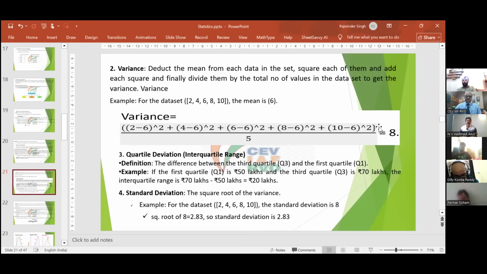Standard deviation. So standard deviation is the square root of variance. For example, in the above set, you found 8 as the variance, and if you take its square root, it will be called the square root of the variance, which is called standard deviation.